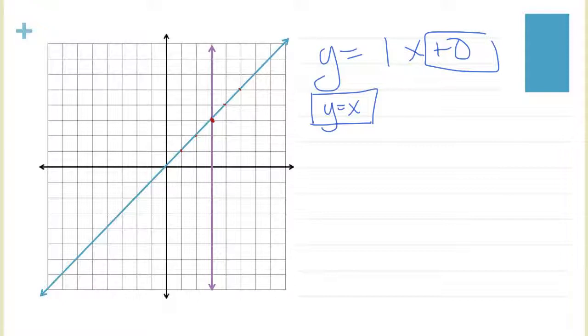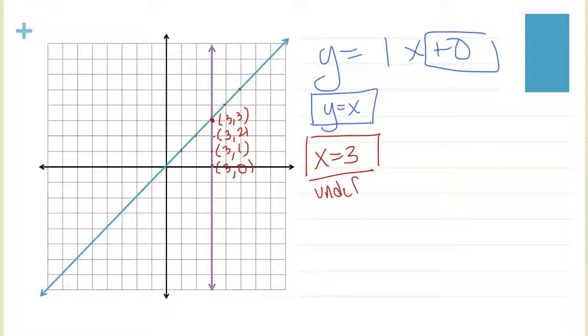Now this purple line, so this is 3, 3. I'm going to write that. Well, this is 3, 2. This is 3, 1. What do these all have in common? 3. X is 3. Doesn't matter. We don't know anything else about that line, but x is 3. Remember, vertical lines, undefined. But the big thing is x lines are vertical lines.